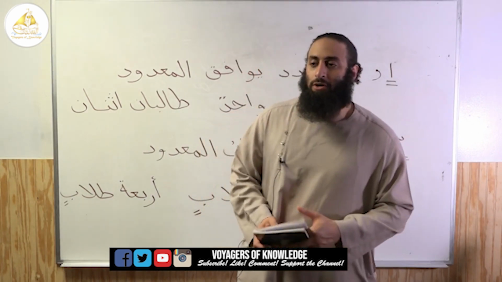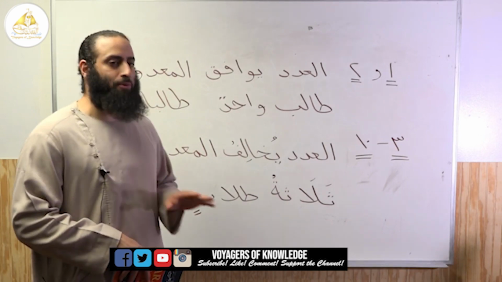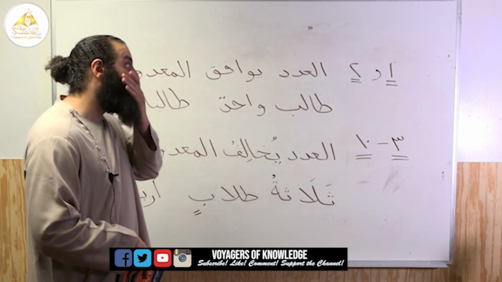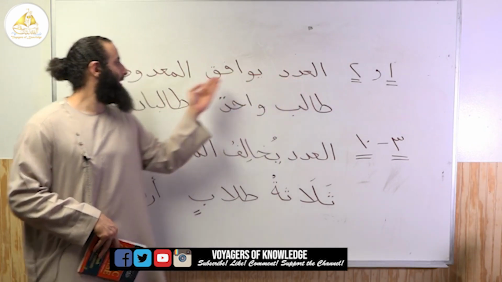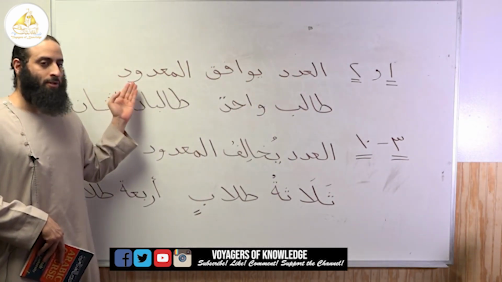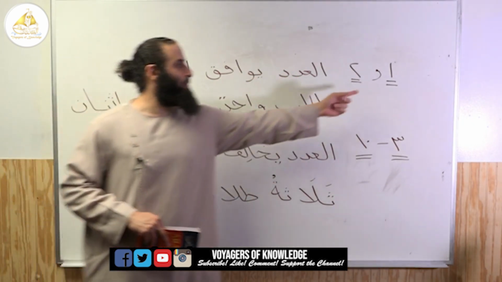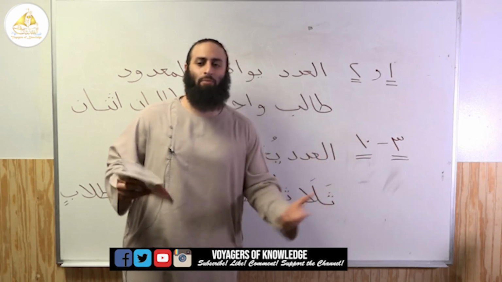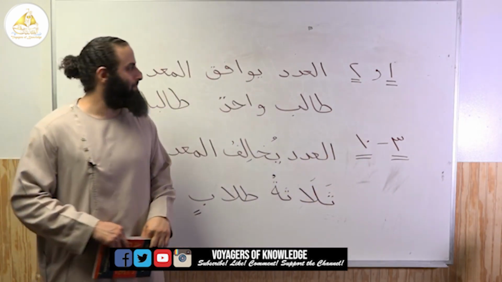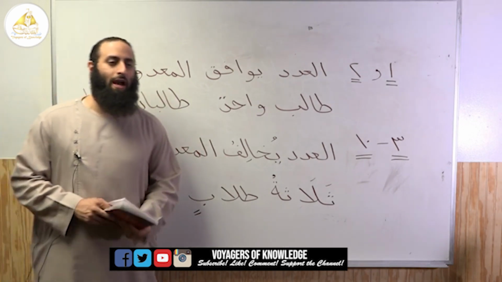Welcome to Arabic 101. We're on class 49 and we are going to complete chapter 19 tonight, inshallah. Last week we learned about al-adad and al-ma'dud. We said al-adad means the number, meaning like 1, 2, 3, any number is called al-adad. And al-ma'dud is the thing that we are counting.